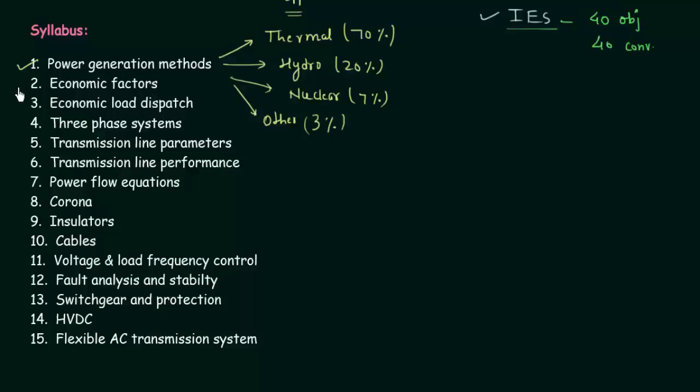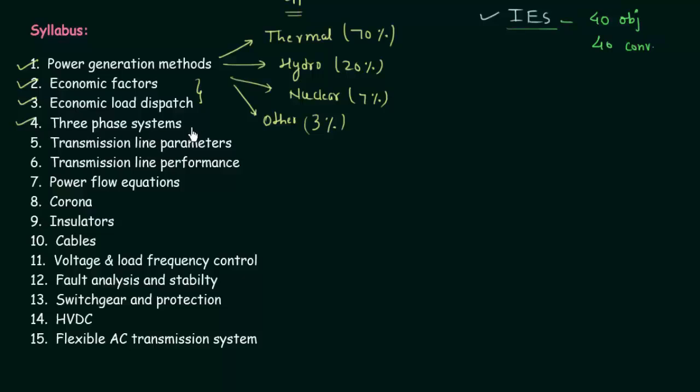After that, we will study economic factors. This is very important. As I already told you, the electrical power must be cheaper, and for that we have to consider various factors. Then we will study economic load dispatch. This is another important topic, and these two topics are important and easy, and you will have problems in your exam. So try to focus on these two topics because they are pretty easy, and you can easily solve problems from these two topics. The fourth one is three-phase systems.